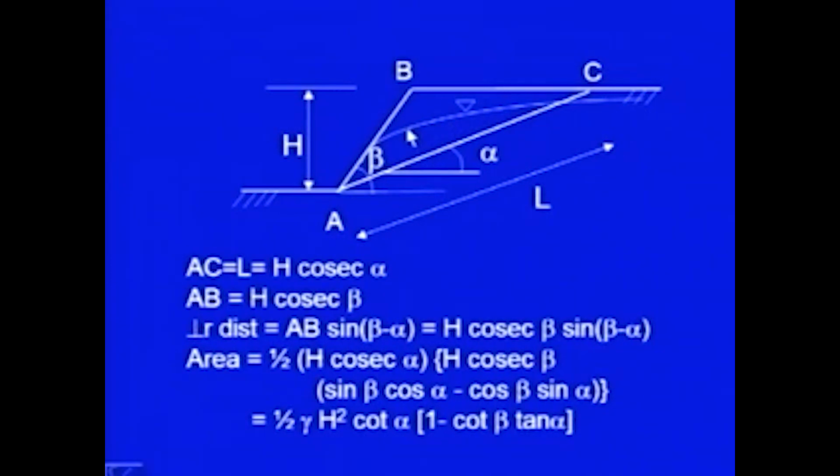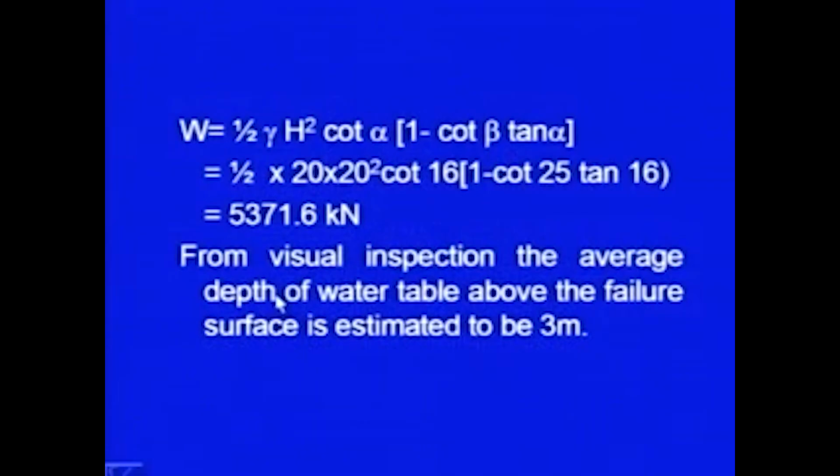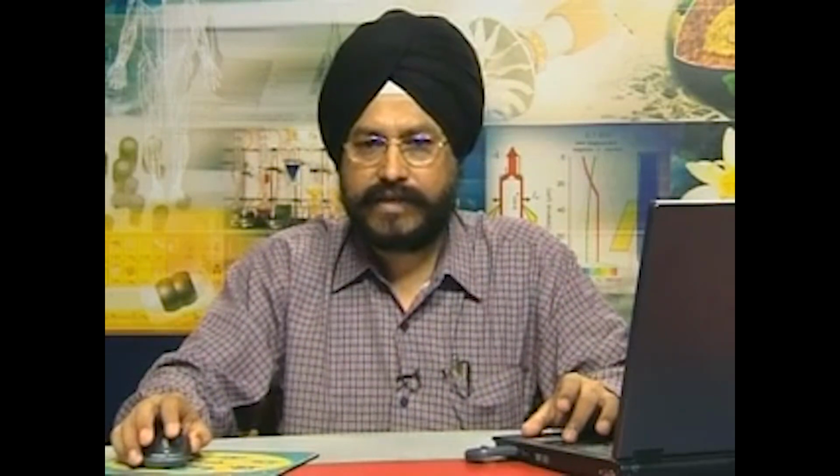Now, from this given figure, you have to make some assumption, some estimation of the water pressure also. You can check what are the variations, how the water table depth is varying above this failure surface, and take some average value. So, from visual inspection, the water table above the failure surface has been estimated to be 3 meter in this case. So, there can be some bias in this. You can also measure it accurately. You can get the accurate average value.